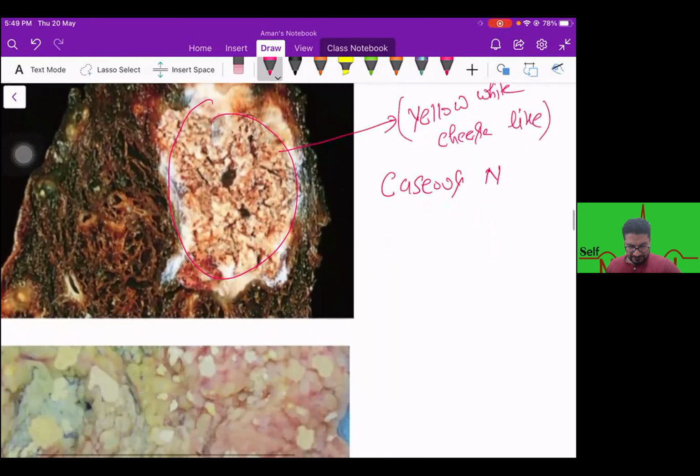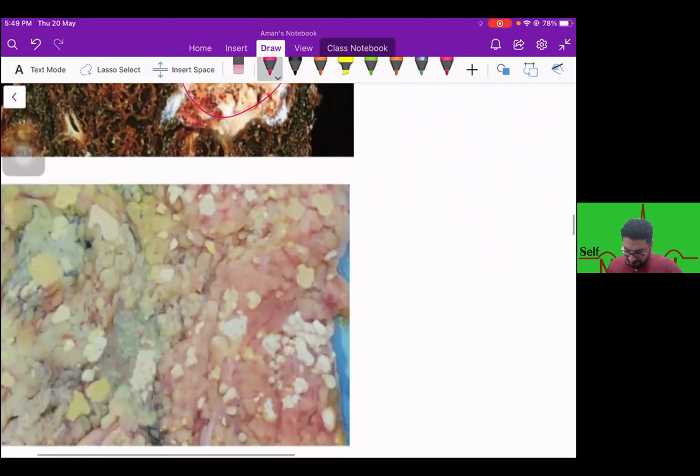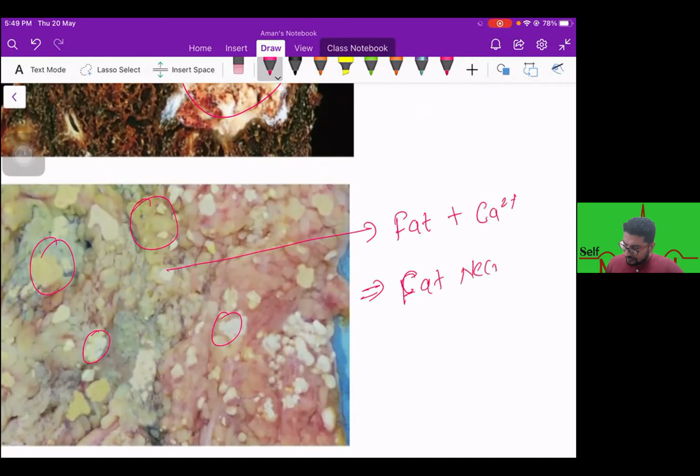Moving ahead, if you see this necrosis, again you will see a chalky white deposit. You will see this whitish deposit in the yellow background. Classically, you will see this yellow fat material along with white calcium. So you will see fat plus calcium. This type of necrosis we call fat necrosis.